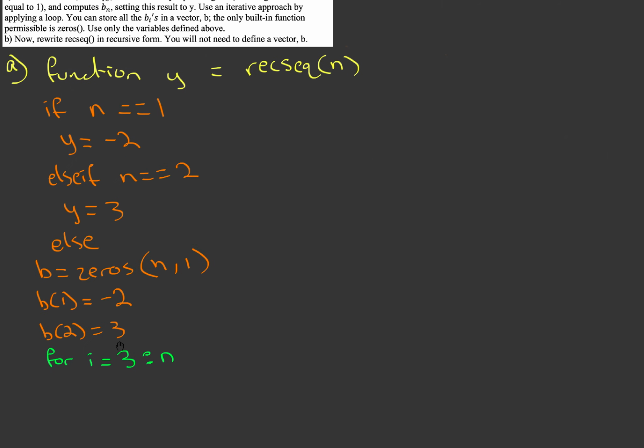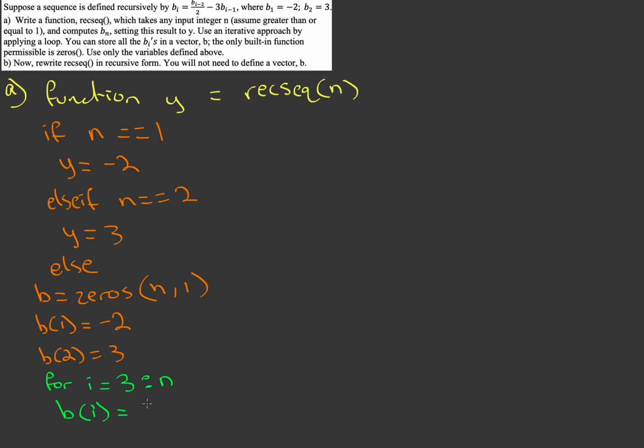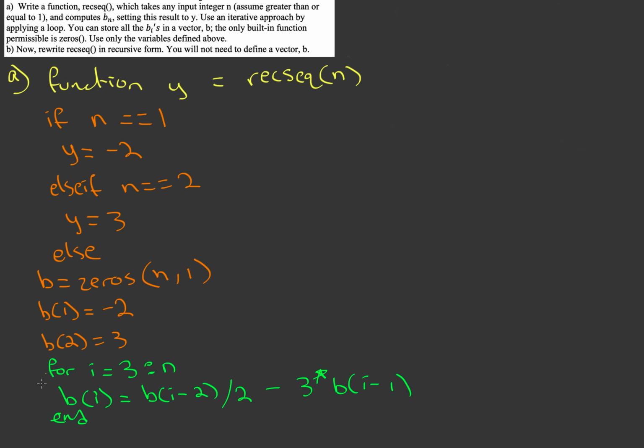And we're going to say b of i is going to equal this recursive function that we have, which is b of i minus 2 divided by 2. Then this is minus 3 times b of i minus 1. We're just going to end the for loop right there, and then we can end the function right there as well. Now, that's how we do it iteratively.